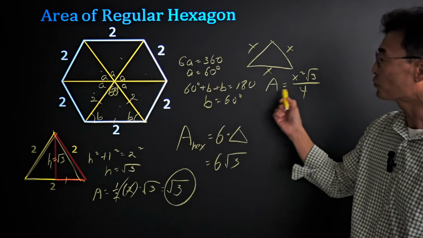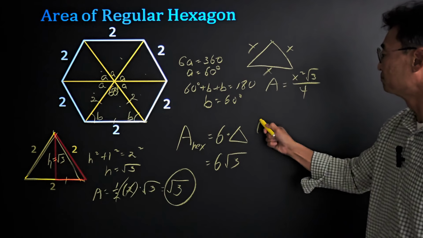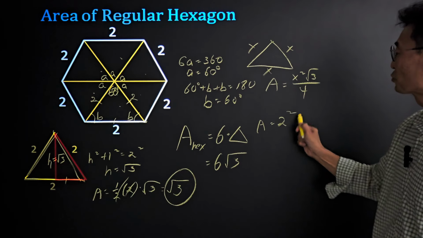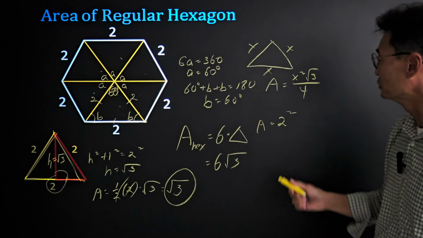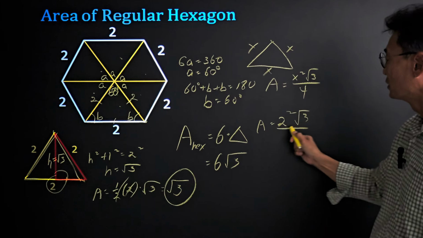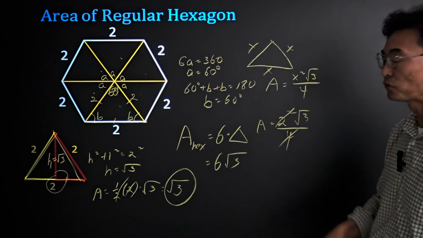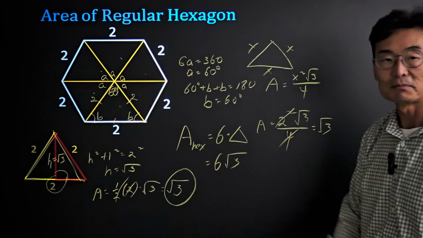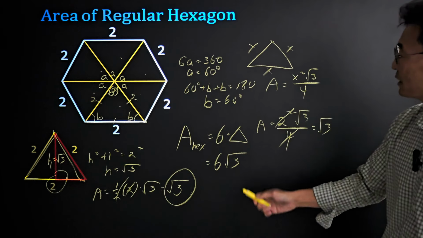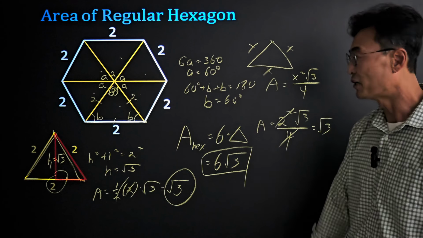If we were to use this formula on that, it would have been 2 squared, because the side of the equilateral triangle is 2, root 3 over 4, and of course 2 squared and the 4 cancel out, and we end up with root 3, the same answer. So there you go, folks. Here is the area of the hexagon.